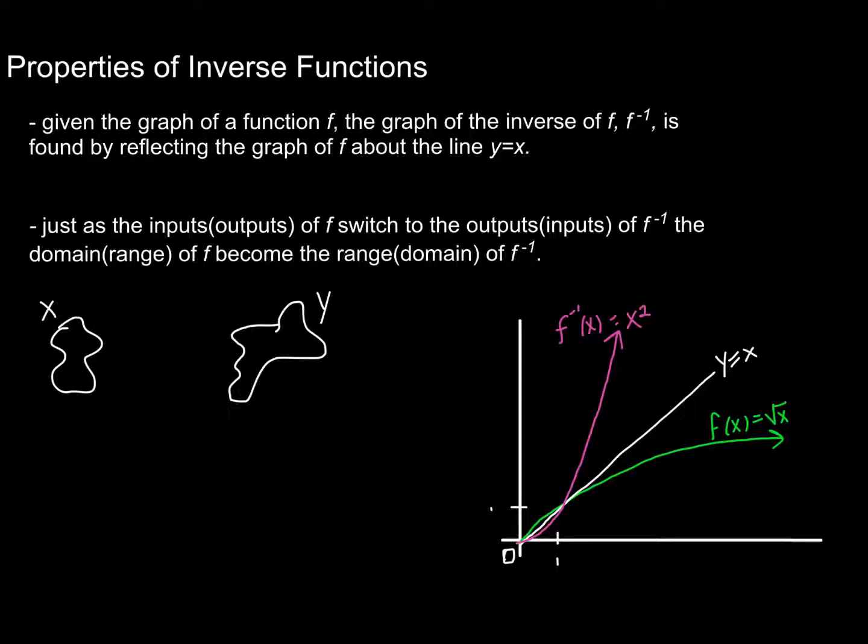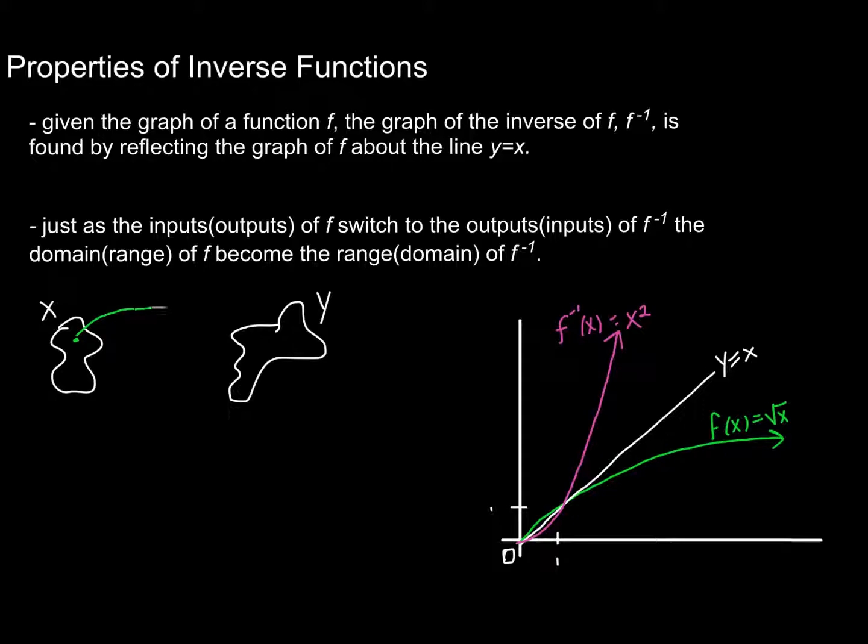The next property that we noticed was that just as how the inputs of our original function become the outputs of our inverse, and vice versa, so the outputs of our original function become the inputs of the inverse, the domain and range also switch. So the domain of our original function, which was of course represented here by this little section of x values, is going to become the range of the inverse function. And I can diagram this pretty clearly.